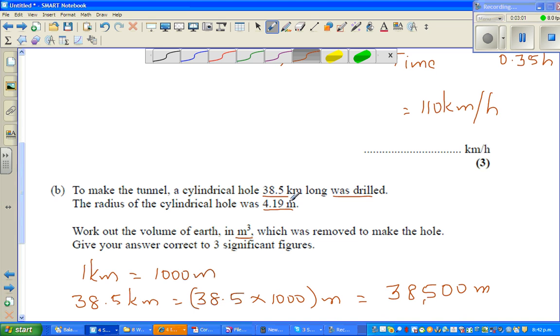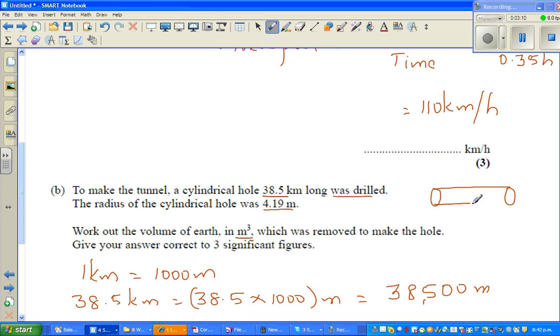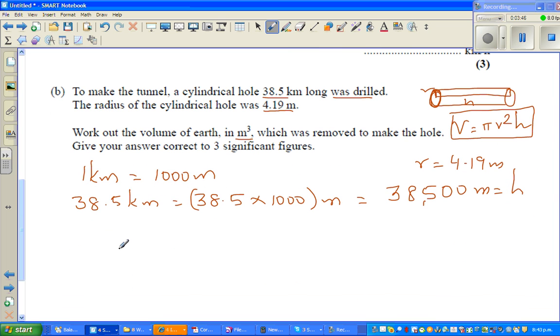Okay, so now I'll draw a cylinder. Suppose this is a cylindrical tunnel. This is the radius, and this is the height. Now the volume of a cylinder is the area of a circle times the height, that is pi r squared times h. That's the formula of volume. So the radius is given as 4.19 meters, and this is your height. Again, we'll need a calculator. So volume is pi times 4.19 squared times 38,500, and this would be in meters cubed.